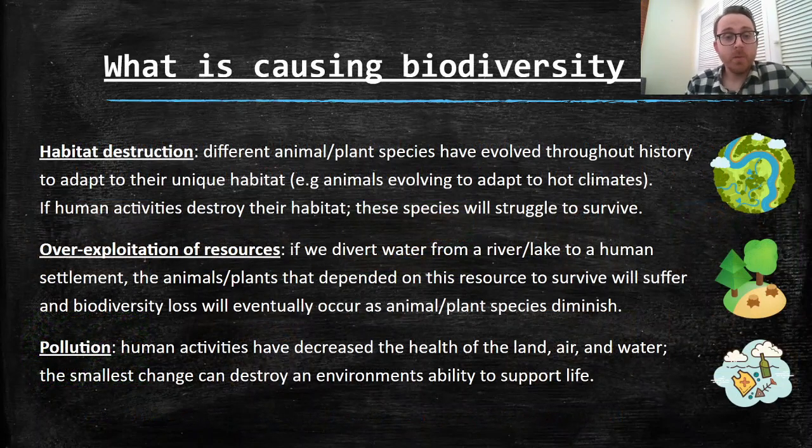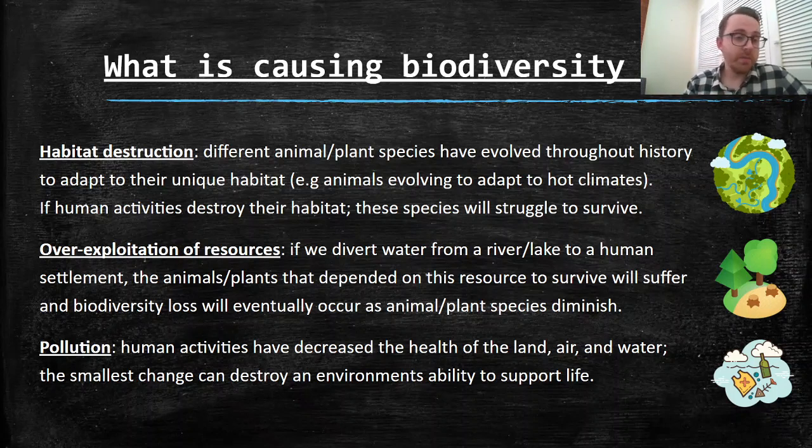Now, what is causing biodiversity loss? Habitat destruction. So if you destroy an animal or a plant's home, it's going to be hard for them to live. So different animal and plant species have evolved throughout history to adapt to their unique habitat. So animals and plants that live in the desert biome have evolved over thousands of years to make sure that they can live in a desert biome.